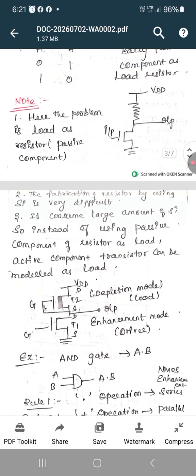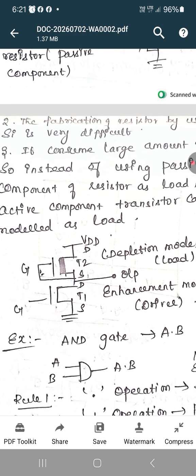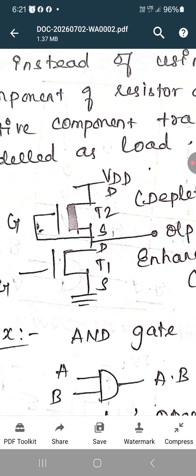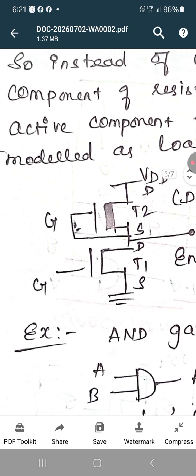So here you see this is the inverter representation of the NMOS logic family. Consider the NMOS transistors. The lower transistor is the NMOS enhancement mode transistor, and the upper transistor is the NMOS depletion transistor. Here you have the gate terminal, drain terminal and source terminal of T1, which is the enhancement mode transistor, and T2 also has a gate terminal, drain terminal and source terminal.